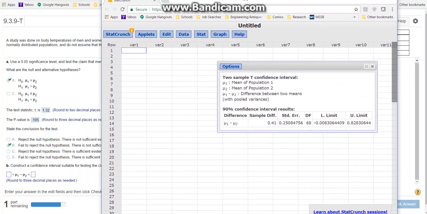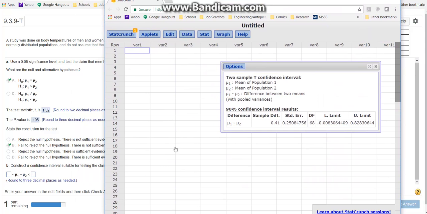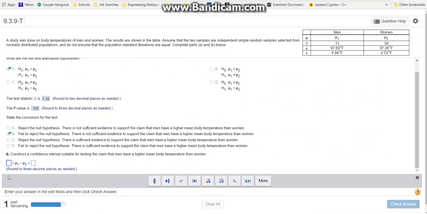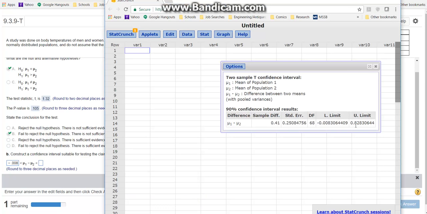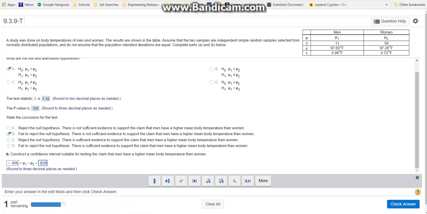And here are my results. So for the lower limit, I've got negative 0.008. And for the upper limit, I have 0.828. Now you'll notice that I failed to reject the null, which means that in essence my data was not sufficient. I have to assume that the null hypothesis is true if I fail to reject the null. Notice that this confidence interval for the difference of these means includes a difference of 0. So this result is aligned with the result above.